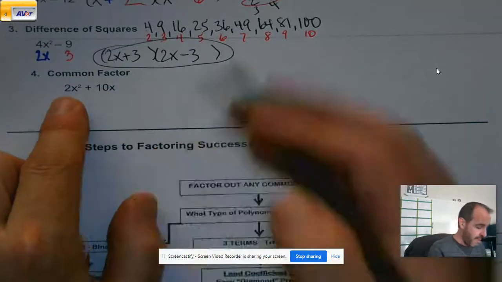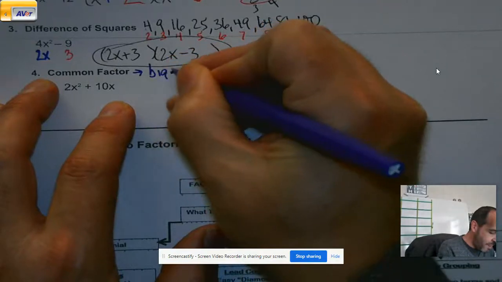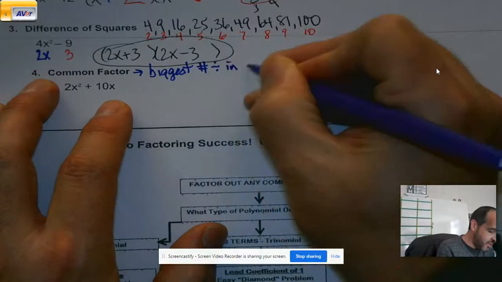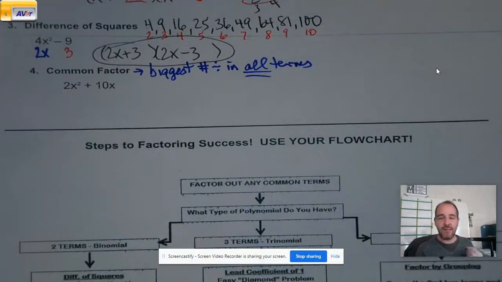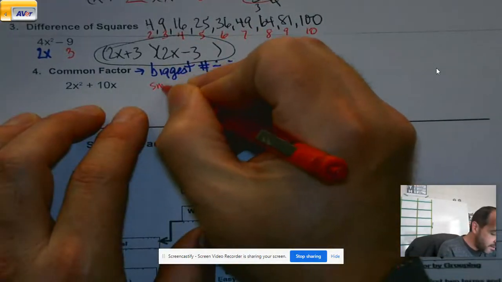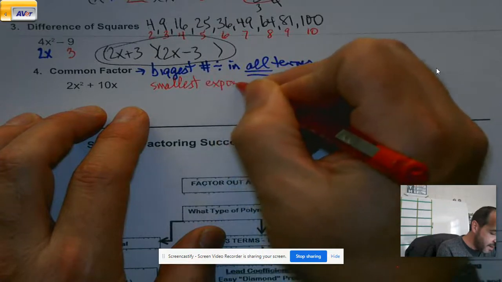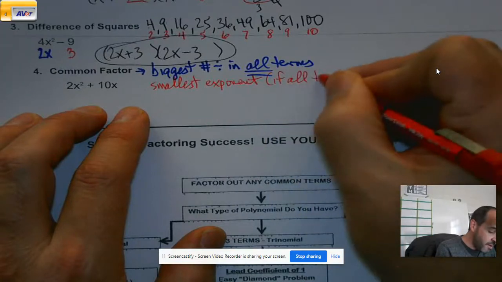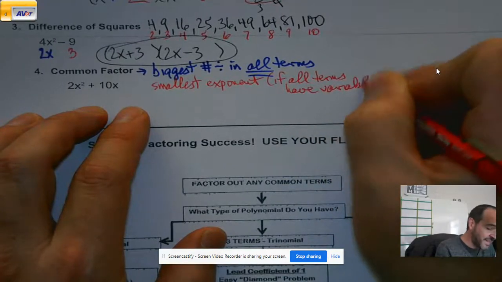So I look at 2 and 10. And what I always want to do with this, when I'm looking for the common factor, I want the biggest number that divides into all of my terms, not just 2 of them, if there's 3 terms, not some, just all of them. And then I also want the smallest exponent. But again, if all terms have a variable. If they don't all have a variable, I can't take a variable out.